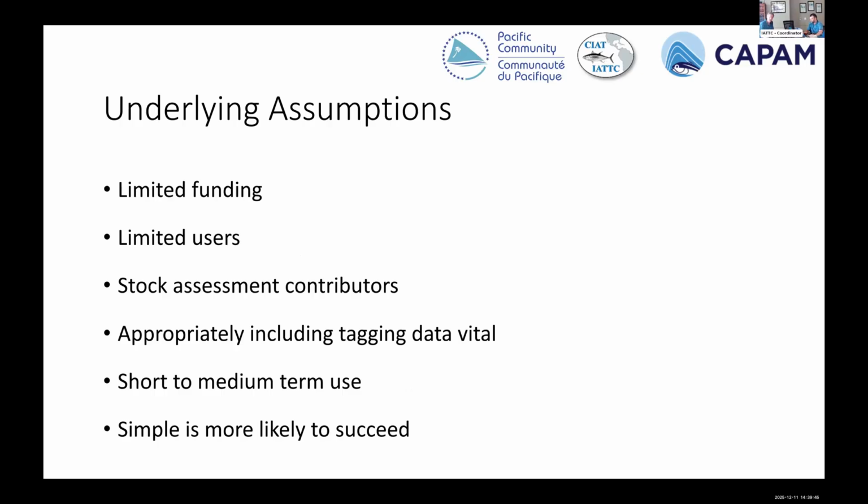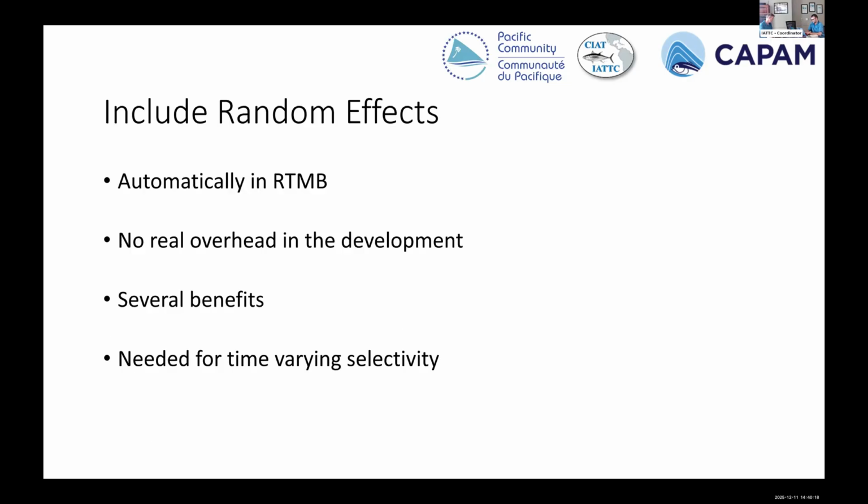First of all, we're probably going to have limited funding. We also have a limited number of users given it's tuna assessments. We're mainly going to have contributors from stock assessment people. We really need to include the tagging data. And it's mainly for a short to medium term use as opposed to a long-term big project, partly because of the funding and stuff. And to make it successful, we want something really simple. If we go complicated, then it's more likely not going to be successful. It'll take way too long to implement.